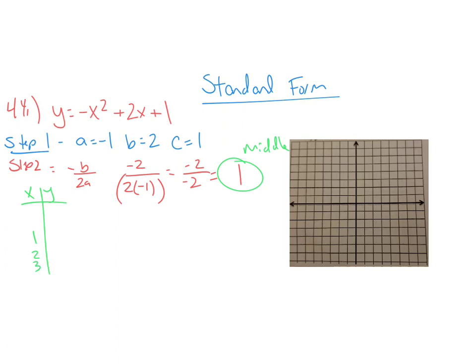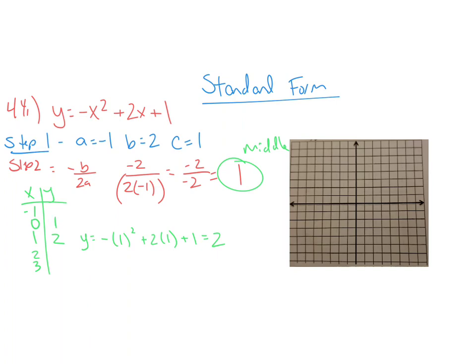I add 1 to get 2. I add 1 to get 3. I subtract 1. I subtract 1. Now I'm going to start plugging stuff in. So for the vertex, I always do that first. I'm going to have negative in parentheses 1 squared plus 2 times 1 plus 1. So I have -1 plus 2 is 1, plus another 1 is positive 2. So I have 1, 2.